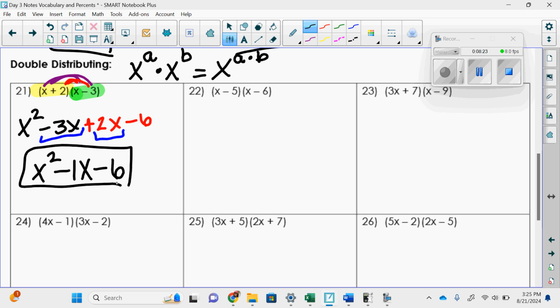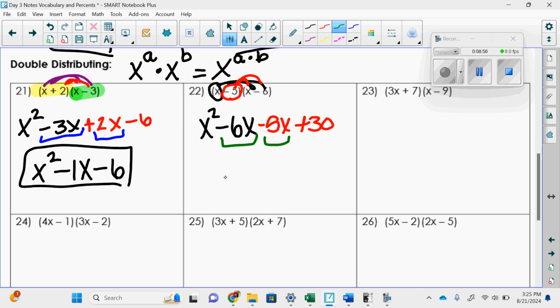All right, so we're going to practice this. So number 22, I'm going to distribute the x into the x minus 6. So that's x squared minus 6x, because x times x is x squared, x times negative 6 is negative 6x. And now I'm going to distribute in the negative 5. So negative 5 times x gives me negative 5x. Negative 5 times negative 6, that negative times a negative gives us a positive 30. Combine our like terms in the middle, and we end up getting x squared minus 11x plus 30.